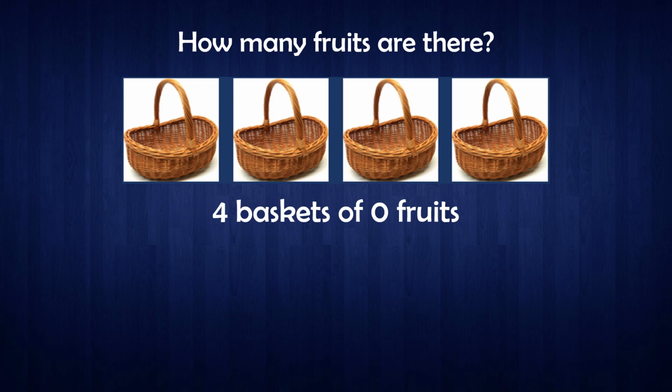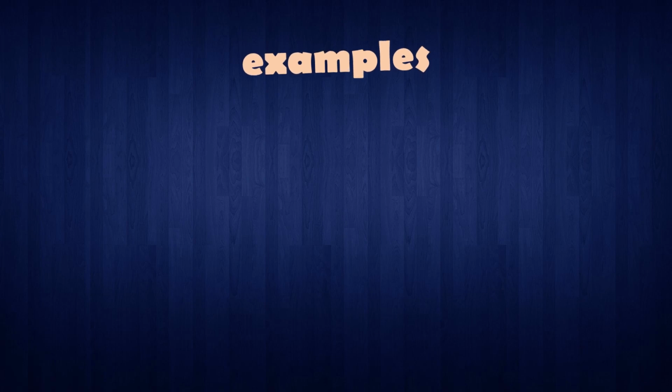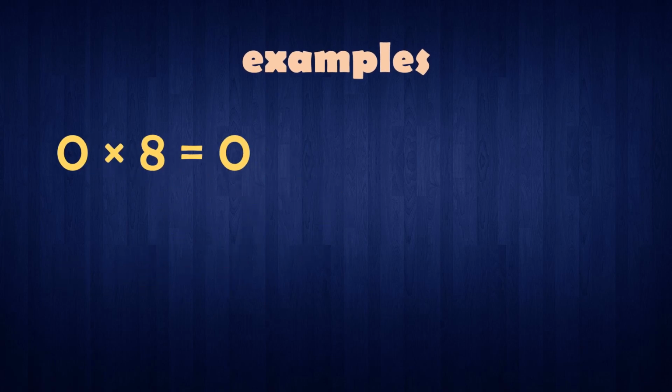How many fruits are there in the baskets? As shown in the picture, there are 4 baskets of 0 fruits. So in multiplication, we write this as 4 times 0 is equal to 0, which means that there are no fruits that can be counted from any of the baskets. Here are some examples of equations that show zero property of multiplication.